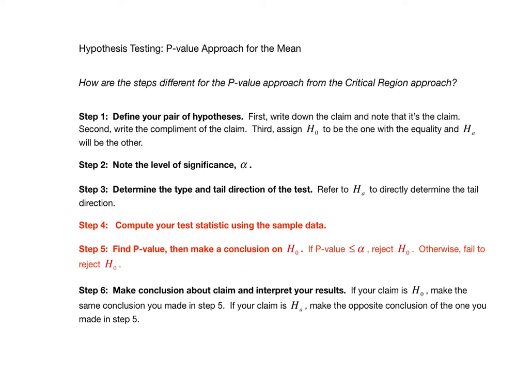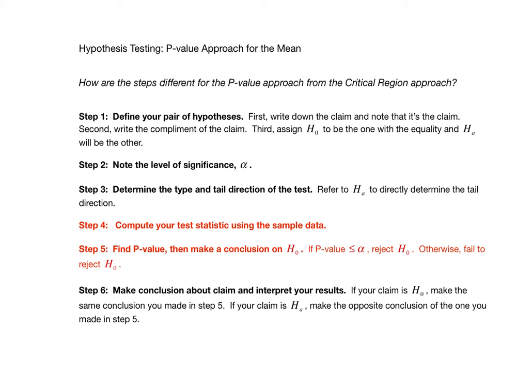So with the critical region approach, you computed the test statistic in step 5, whereas with the p-value approach, you compute the test statistic in step 4. And then from there, we find the p-value in step 5 and make a conclusion about the null hypothesis.